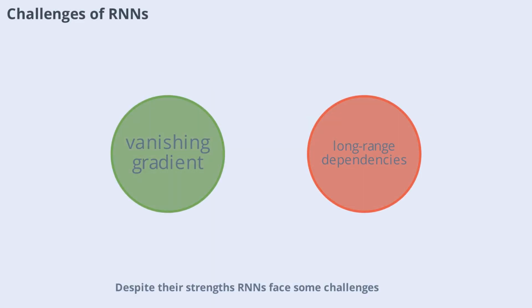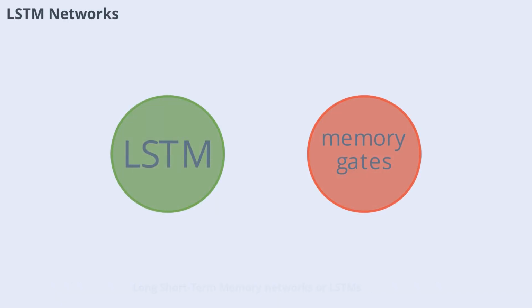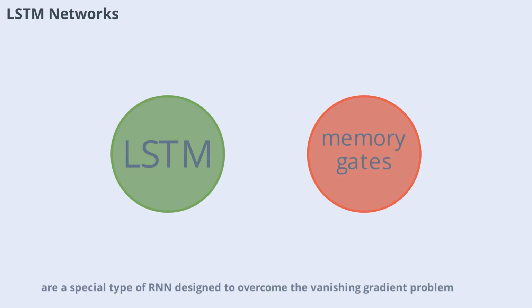Despite their strengths, RNNs face some challenges. One major issue is the vanishing gradient problem, where the network has trouble learning long-range dependencies. This means that as sequences get longer, it becomes harder for the RNN to remember information from the beginning. Researchers have developed advanced RNN architectures like LSTMs and GRUs to address these issues and improve performance on complex language tasks. Long short-term memory networks, or LSTMs, are a special type of RNN designed to overcome the vanishing gradient problem.